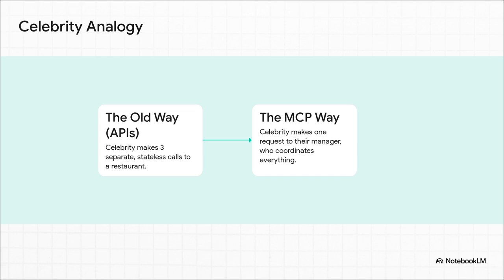No shared context. Now, the MCP way is totally different. The celebrity makes one call to their personal manager. They just say, hey, here's the plan. I want drinks now, lunch in an hour, and dessert after that. And the manager handles the whole shebang. They coordinate with the bar, the kitchen, the pastry chef, everything. It's one single smart request.